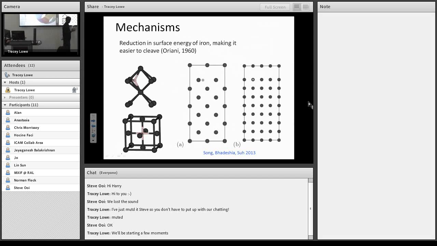Now I'm going to very briefly go through some of the proposed mechanisms for hydrogen embrittlement, and one of the classic ones is that small concentrations of hydrogen, and we're talking about parts per million of hydrogen, influence the surface energy. So supposing that hydrogen makes it easier to cleave iron, then the embrittlement effect is very easy to explain. So we did some first principles calculations because it's very hard to prove whether hydrogen reduces the surface energy at a concentration of a few parts per million or not.